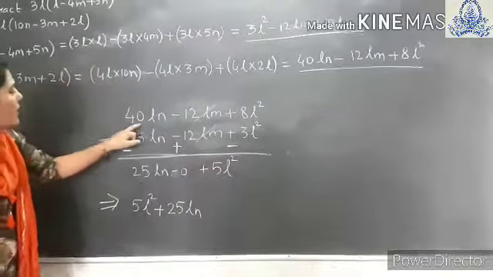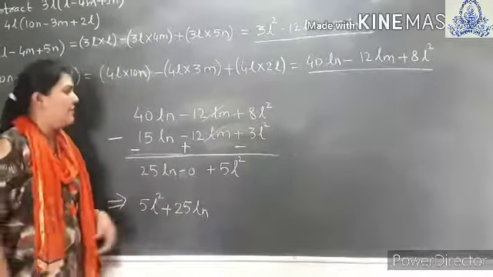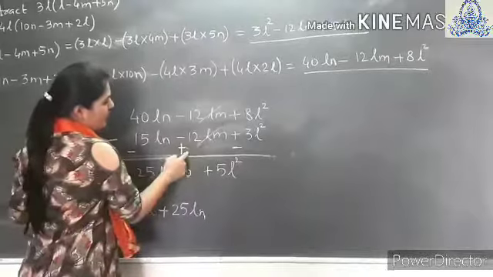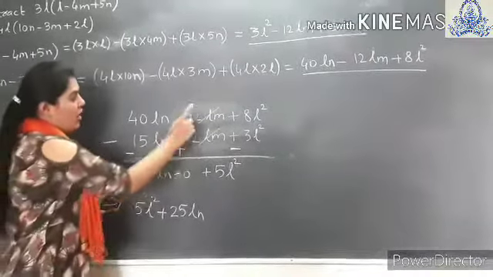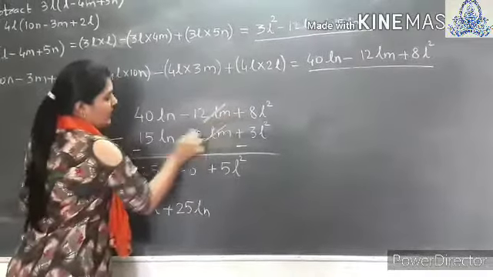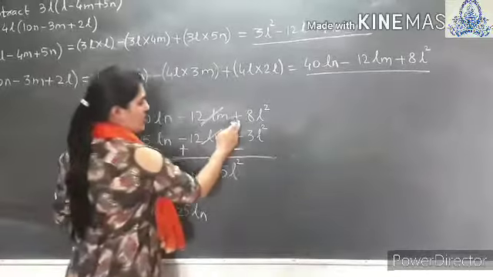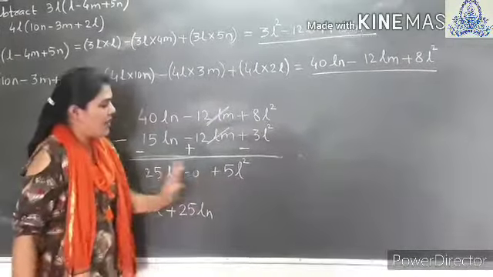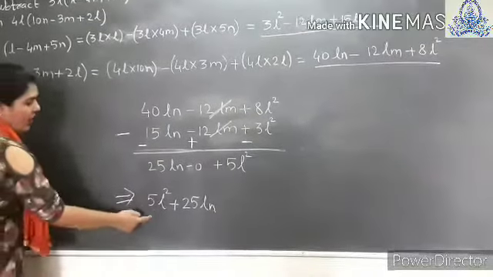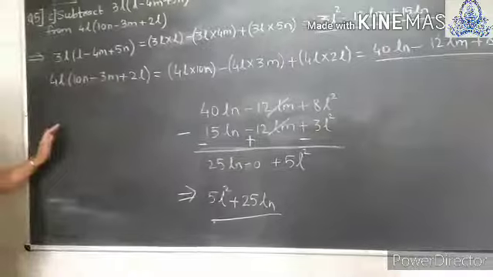Now see, 40ln minus 15ln gives you 25ln. Minus 12lm plus 12lm, minus and plus, opposite signs, get cancelled, so 0. Then plus 8l square minus 3l square gives 5l square. So your answer is 5l square plus 25ln. In this way you have to solve the rest of the examples.